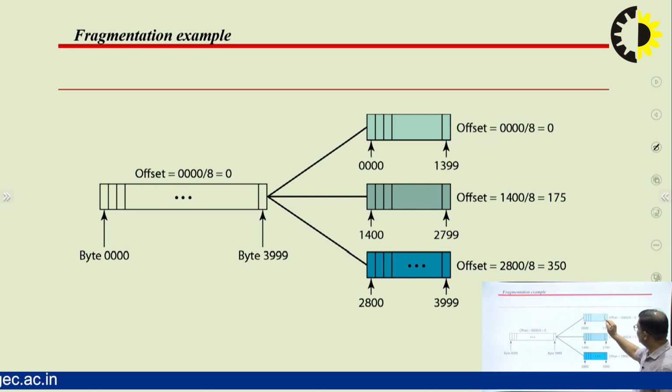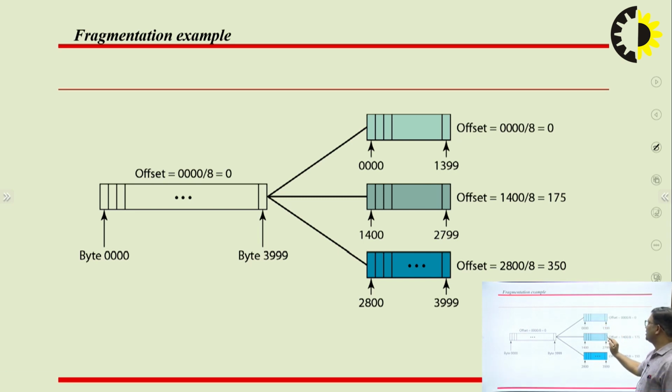The size of the first fragment is 1400, the second is again 1400, and the last fragment is 1200. What is the offset? The offset is calculated as the starting number of the fragment divided by 8. So 0 divided by 8 is 0. Similarly, 1400 divided by 8 is 175, and 2800 divided by 8 is 350.